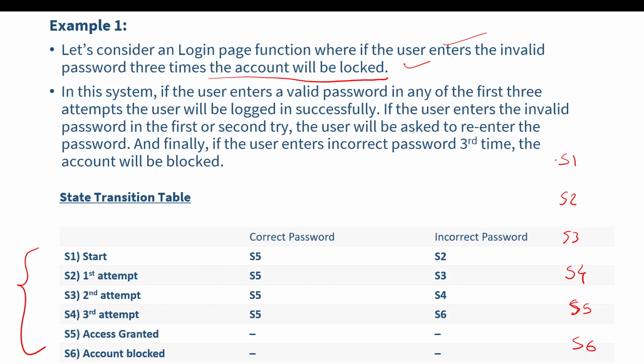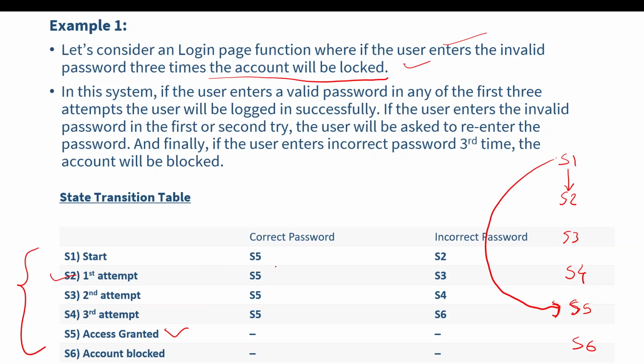The first one is start. When we enter the correct password in the S1 state, it will go to the S5 state directly. S5 is nothing but access granted, so we should be able to access the application. There are 2 conditions in each and every state. In this first state, if we enter the correct password, then we go to S5. If we enter the wrong password, then we go to S2. S2 is the first attempt, correct?